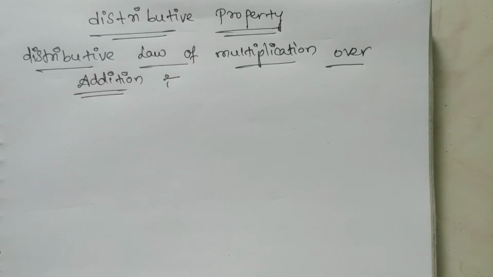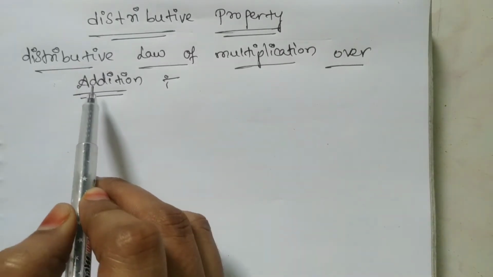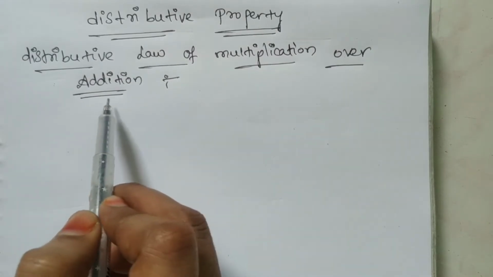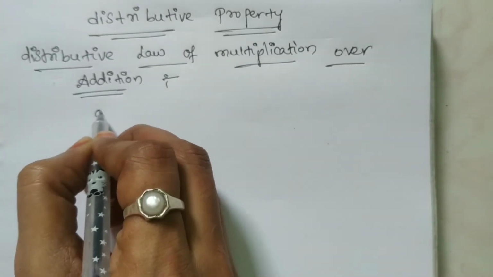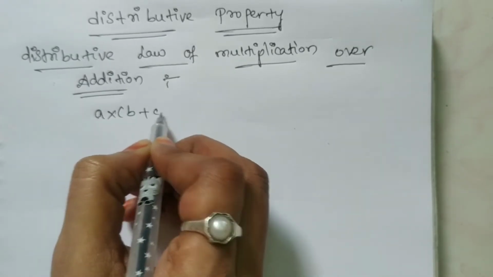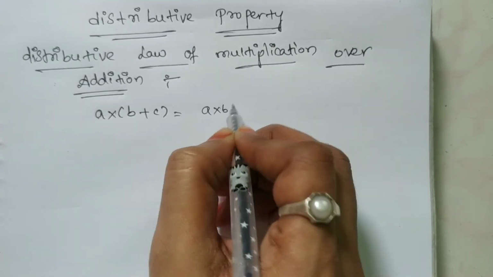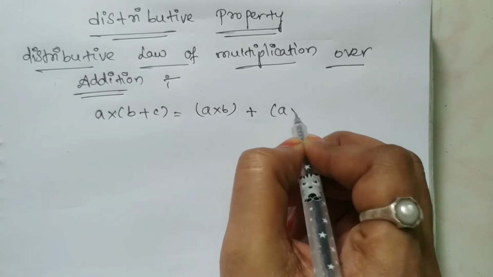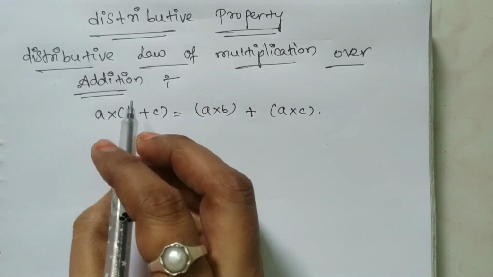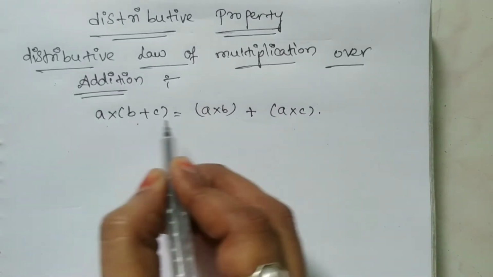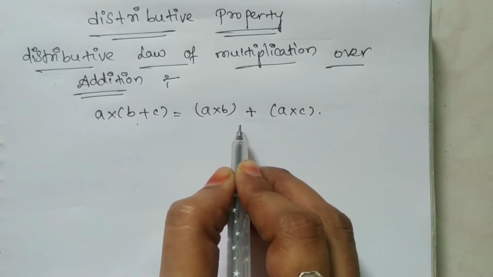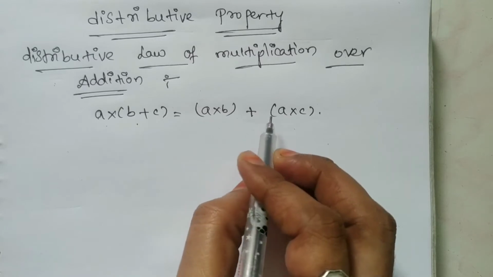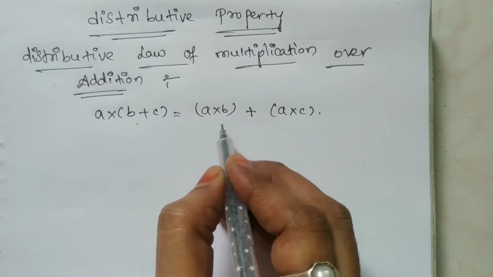Today I will explain the distributive property. First, let me explain the distributive law of multiplication over addition. Symbolically, this can be written as A × (B + C) = A × B + A × C. It states that multiplying a number by the sum of numbers is the same as multiplying each number in the sum individually and then adding them up.